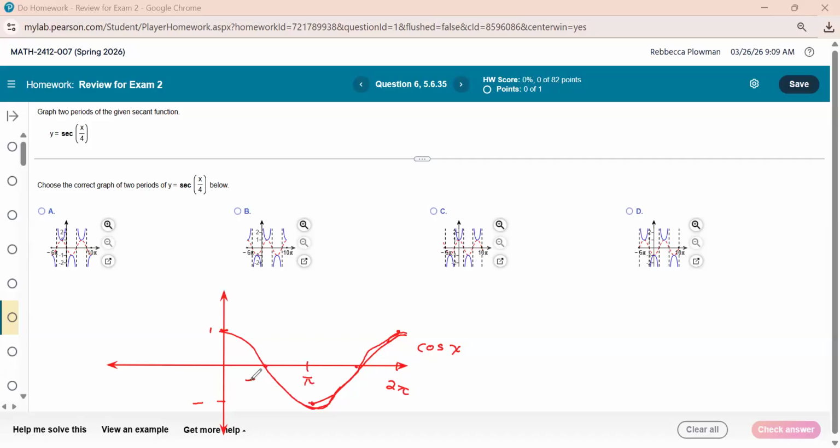This will be pi, this will be pi over 2, this will be 3 pi over 2. And like I said, in this one, just like sine, it bounces between 1 and -1. So it starts at 1, goes to -1, goes back to 1. Now, if we look for the reciprocal functions, they were going to look like this.